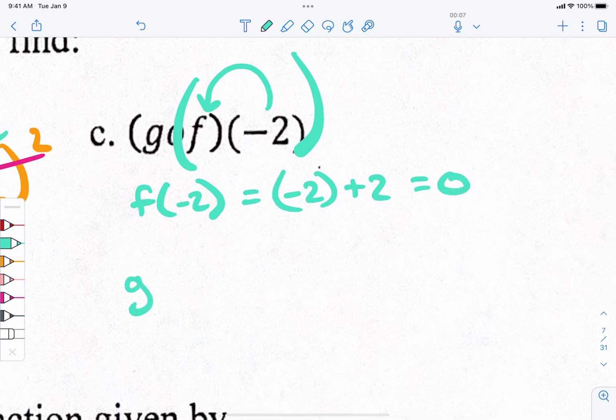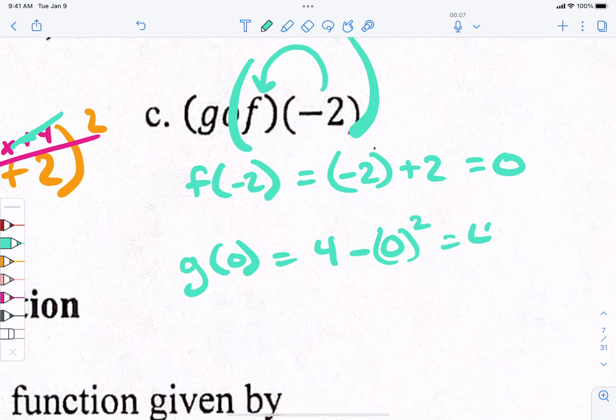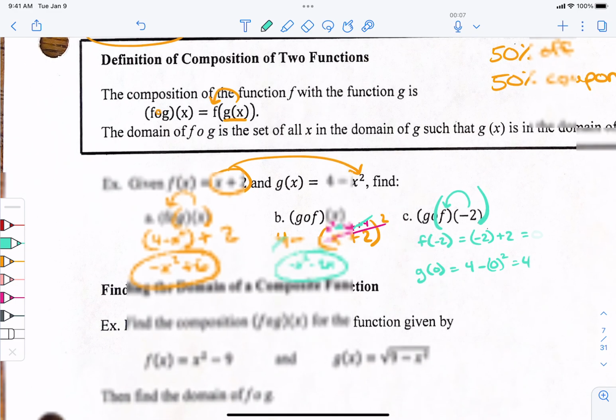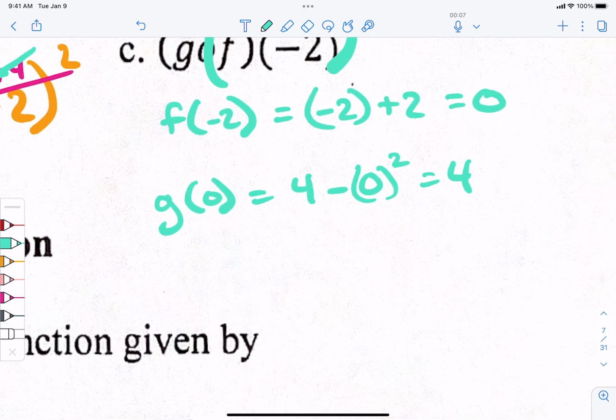Now I'm going to find g of 0, okay? And that is 4 minus 0 squared, which is 4. So what's the answer? 4. Just 4, not 0 also. 0 was my intermediate step, okay? So 4 is my only answer, because I want one full answer for the end of it. 0 just gets me to that spot, so 4 is the only answer. Happy with that?